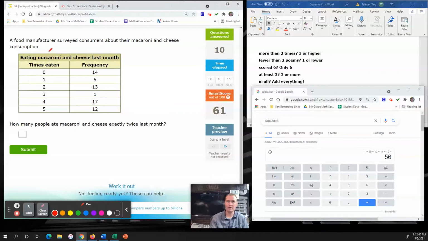All right. A food manufacturer surveyed customers about their macaroni and cheese consumption. How many people ate macaroni and cheese exactly twice last month? So what we're going to do is look at the times eaten. We're looking at 2 times, and 13 people had macaroni and cheese twice last month. So 13.